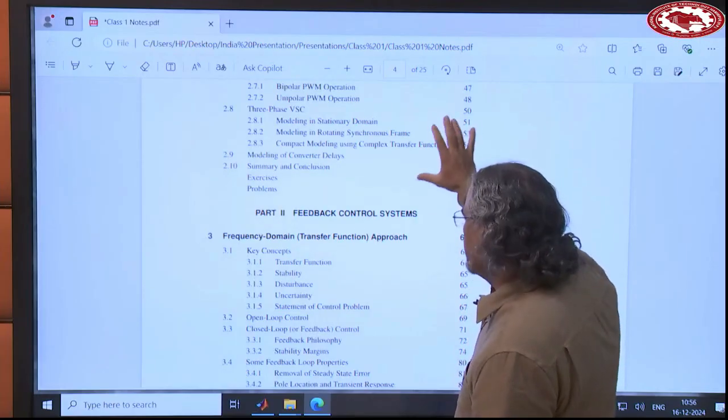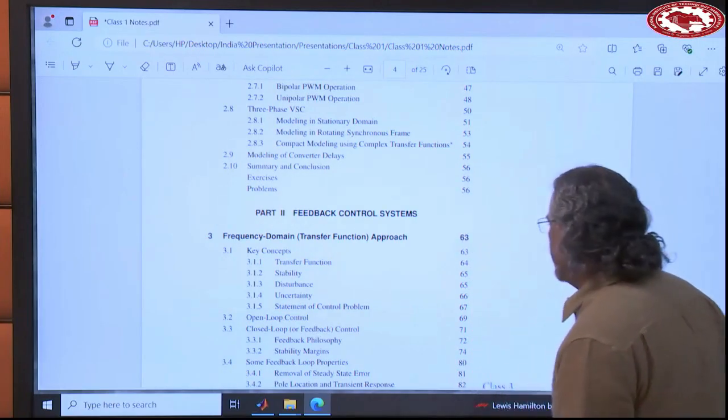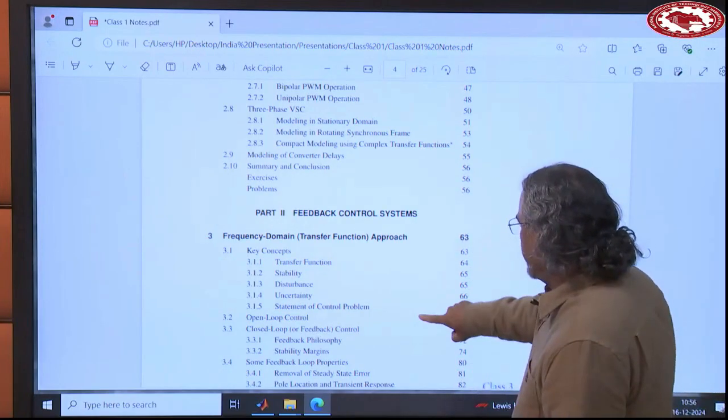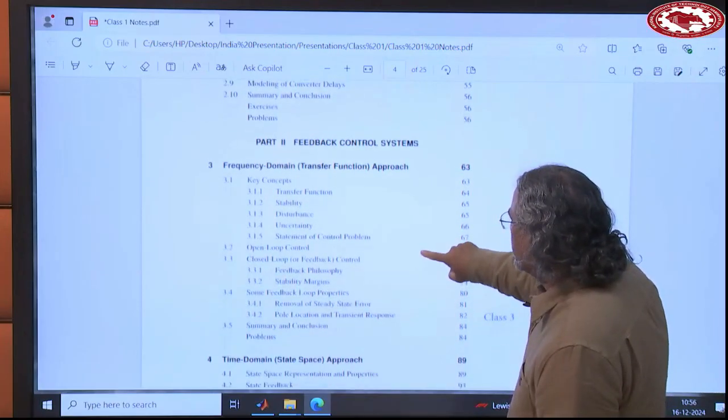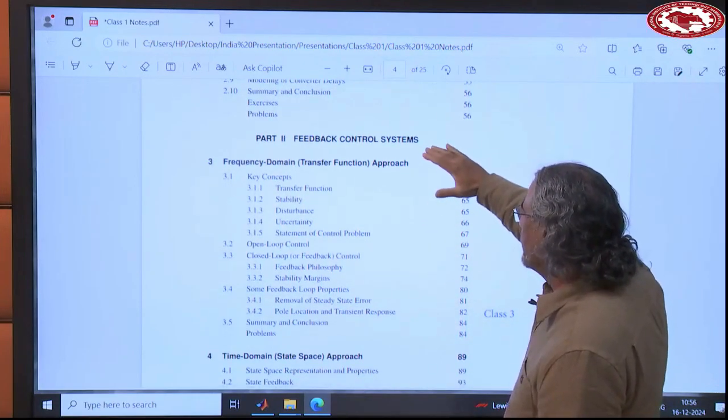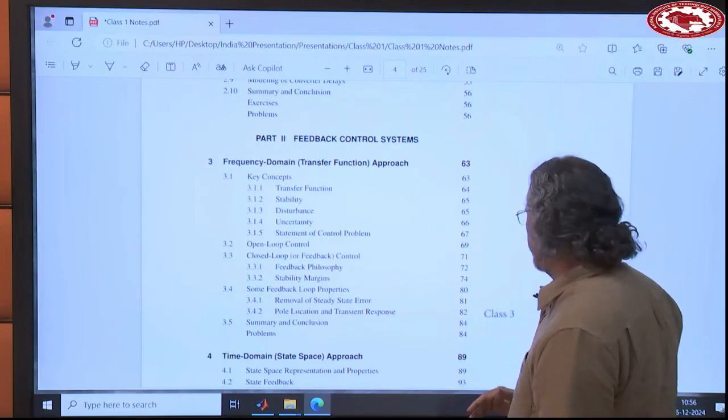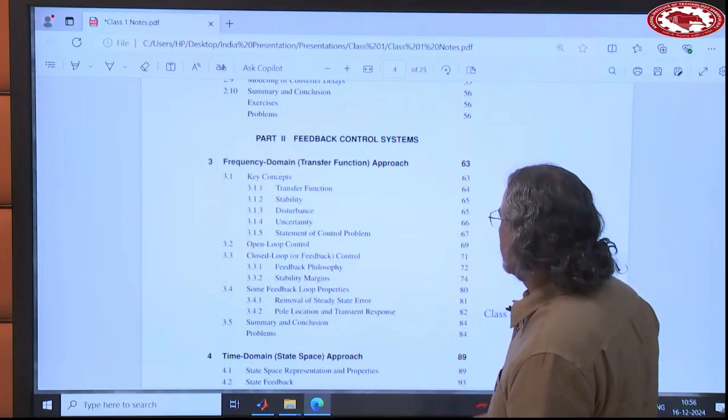Here, 3-phase converters as well will be covered. And then we have feedback control systems. By this time, we know power electronics, we know power electronic converters, and now we go into controls.